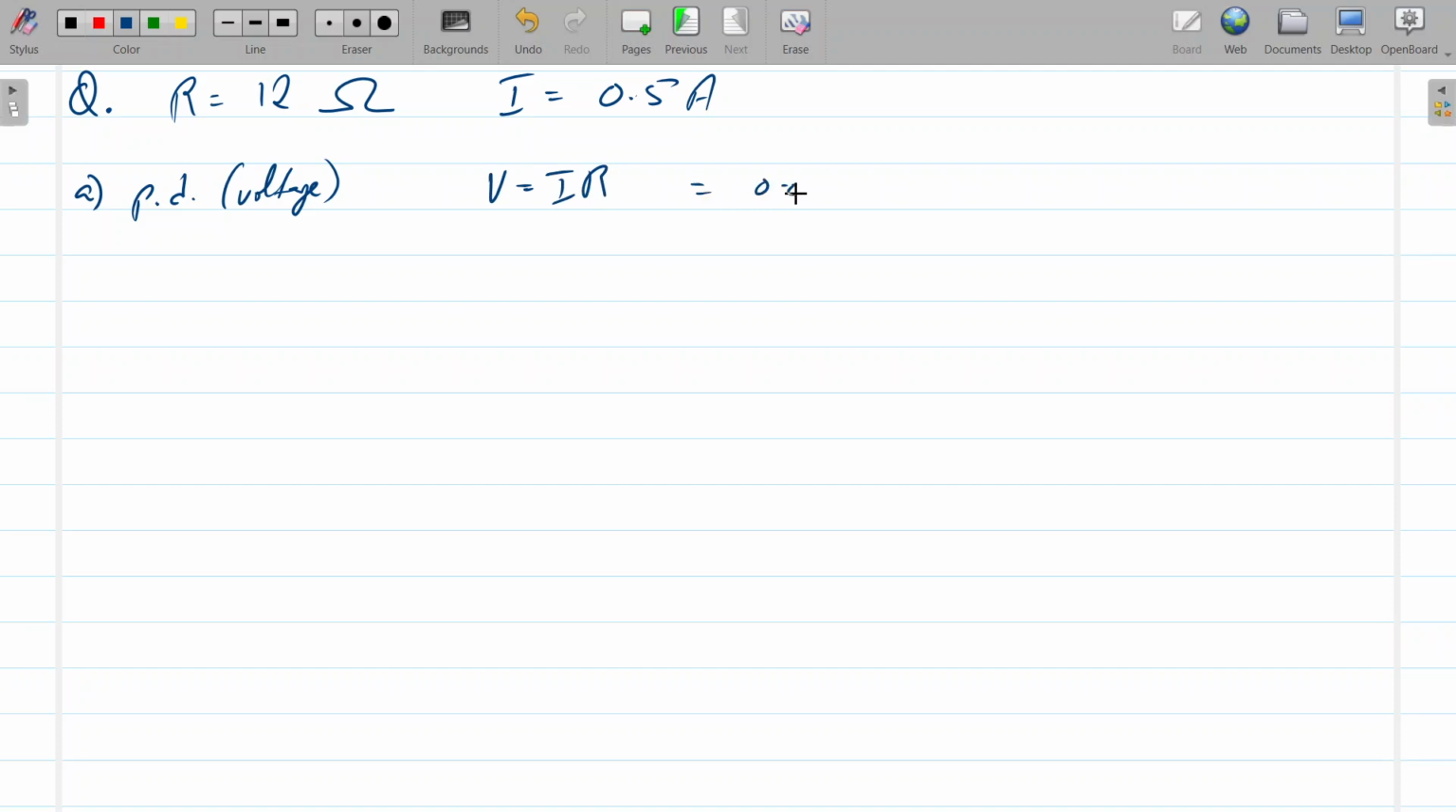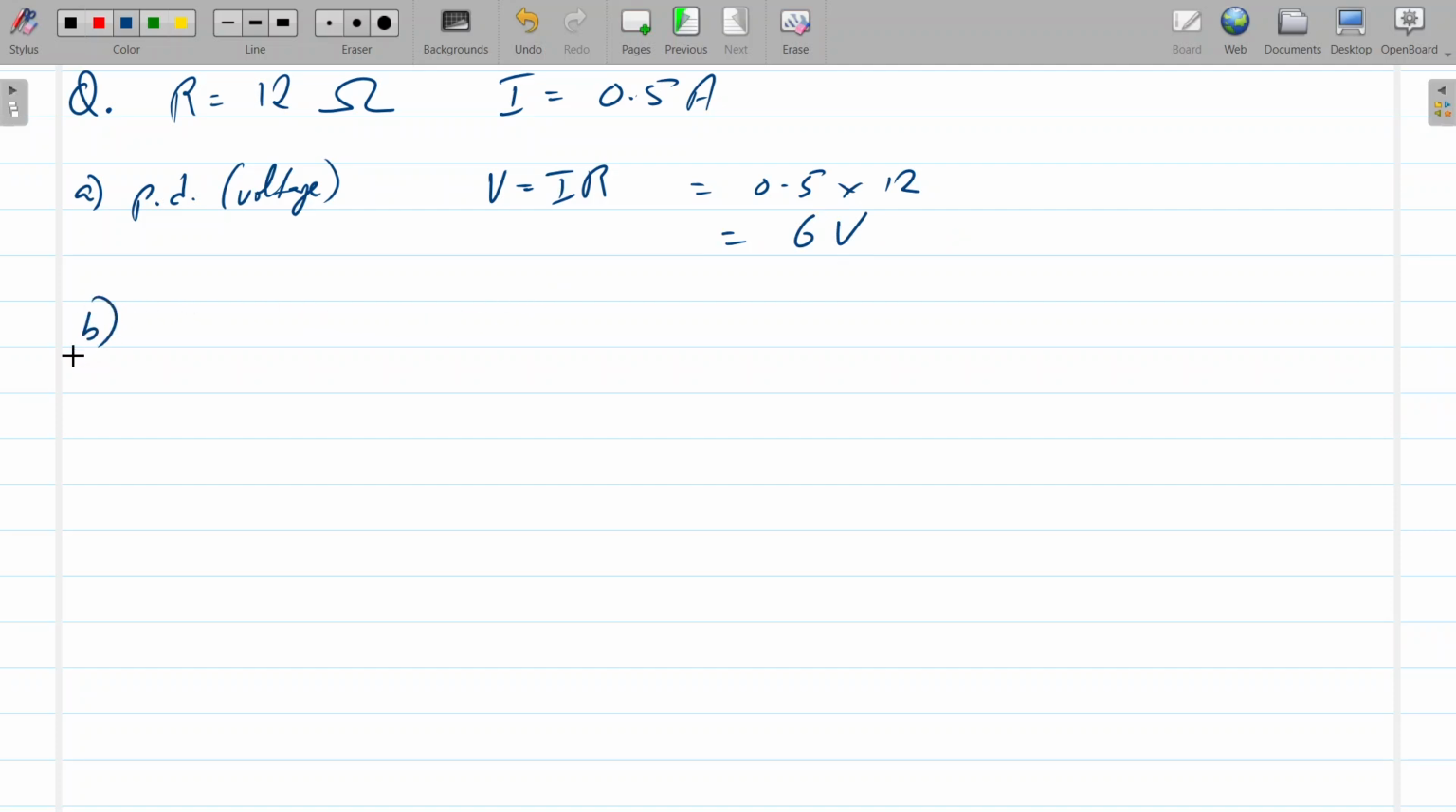You've got a lamp of resistance 12 ohms, and the current flowing through it is 0.5 amperes. So I equals 0.5 amperes. And the first thing they're asking you is what is the potential difference, or the voltage. And so we know V equals IR. And so that's giving us 0.5 multiplied by 12, which gives you 6 volts.